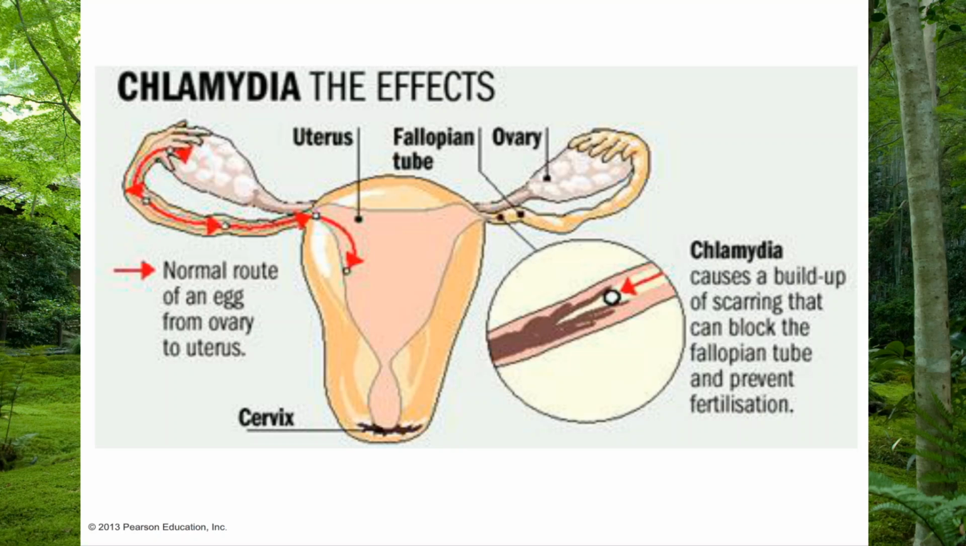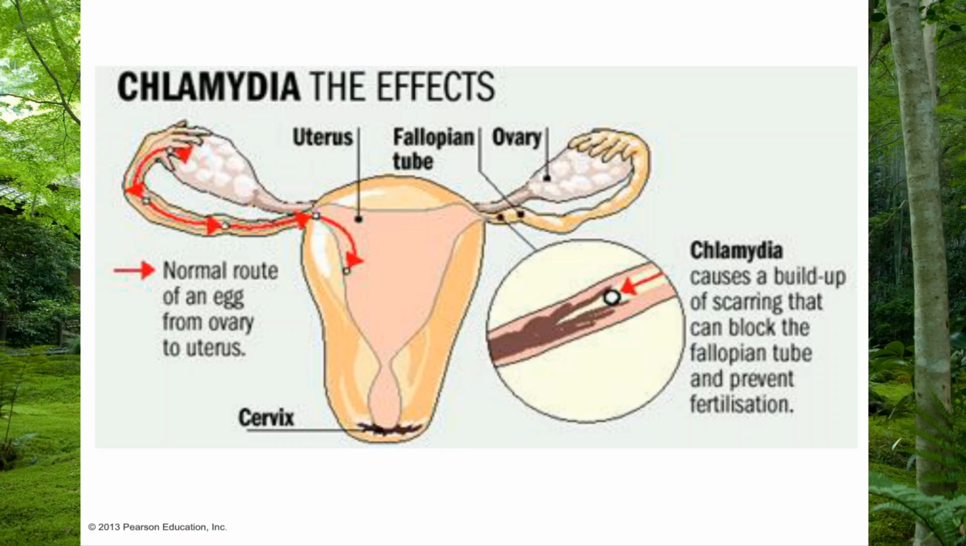If the oocytes can't get to the uterus and the sperm can't get to the tube, then our chances of conception are virtually nil. And so it's important that you are evaluated for STIs such as chlamydia, and that if you have them, they're treated very, very promptly so that they don't result in this chronic inflammation which can render you sterile.